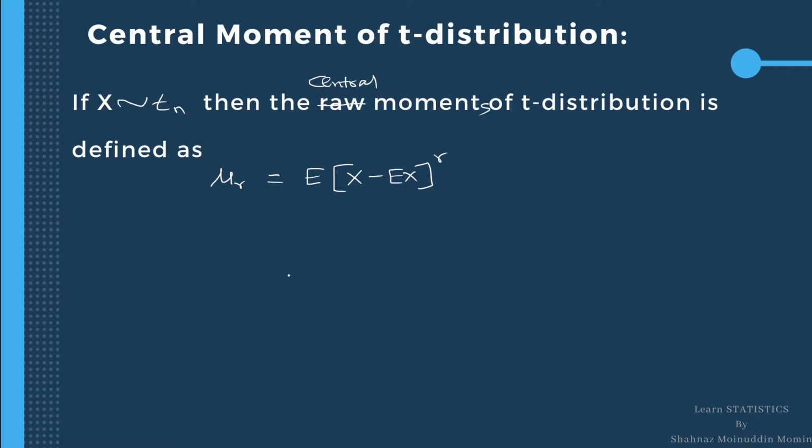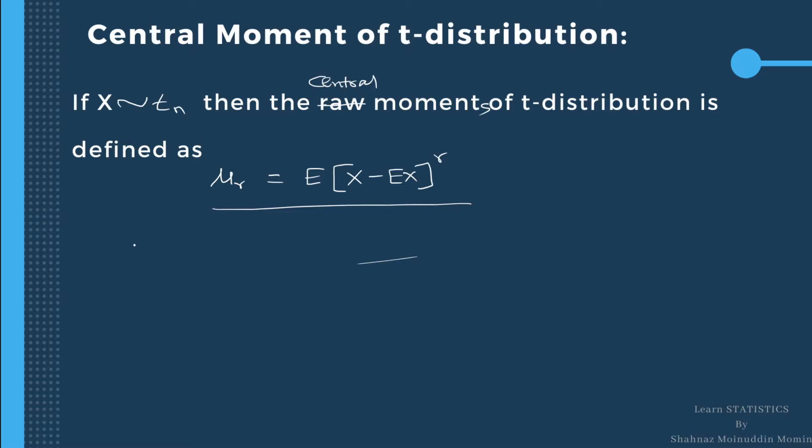There are two methods of obtaining the central moments. The first method is to use the formula mu r equal to expectation of x minus expected x raised to r and simplify the central moments. The second method is to use the relation between raw moments and central moments to obtain the central moment. Now I will use the second method. To obtain the central moment, I am using the relation between the raw moments and central moments.